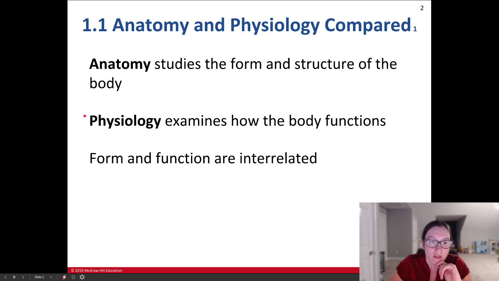So in order for us to understand the physiology of something, we need to really know what it looks like, right? We need to know what the form is, and we need to know the structure of the cell in order to understand how it works. When we talk about the cell membrane, we need to know what it's made of before we talk about how molecules can move across it. So these things are really important, and they're related to each other.